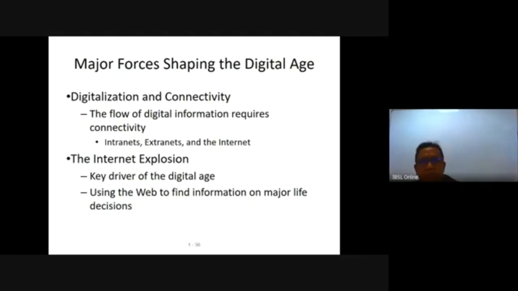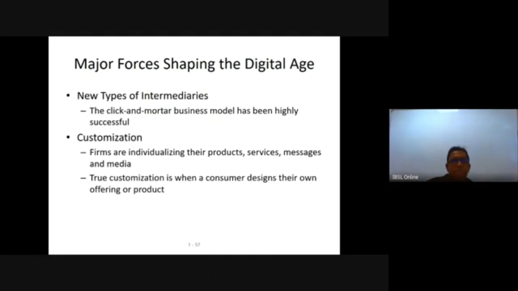Major forces shaping the digital age: digitalization and connectivity. The flow of digital information requires connectivity: intranet, extranet, and internet. Key driver of the digital stage: using the web to find information. A lot of banks are talking about digitalizing their service. Digitalization is a keyword in all annual reports in the recent past because it has a lot of benefits and saves a lot of cost.